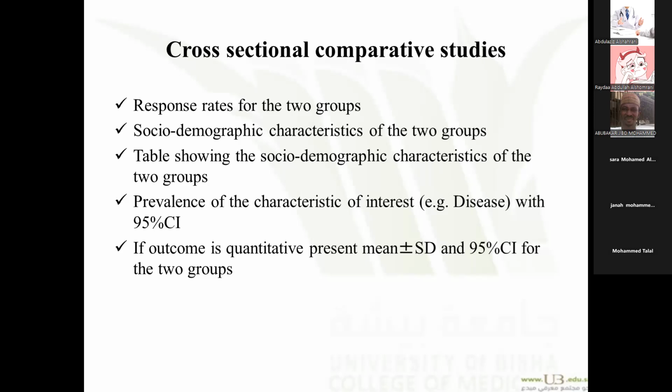socio-demographic characteristics. If it's a comparative cross-sectional study, you have to show those for the two study groups. And if it's a disease, you need to show us the prevalence. And if it's the outcome, then you need to show us the mean, standard deviation, and the 95% confidence interval.